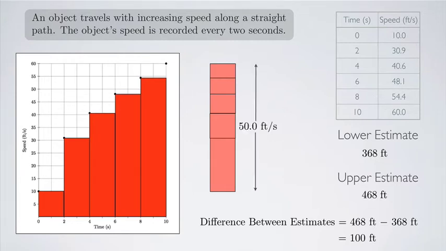That's because the largest speed that I had was 60 feet per second, and the smallest was 10 feet per second, and 60 minus 10 is 50. It has a width of 2 seconds. That's because I took measurements every 2 seconds. And so the area would be 2 seconds times 50 feet per second, or 100 feet. That's my difference between the estimates.